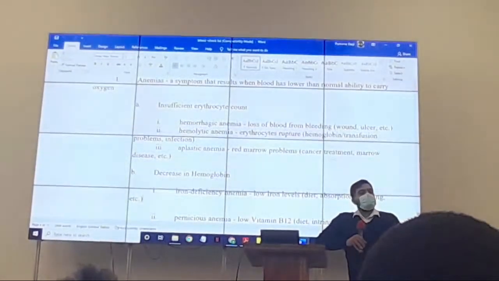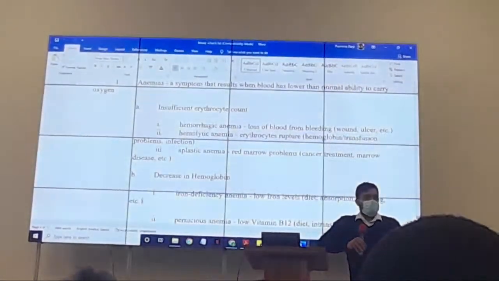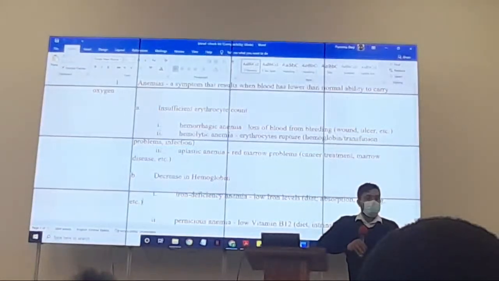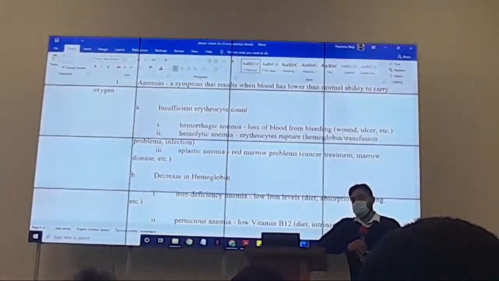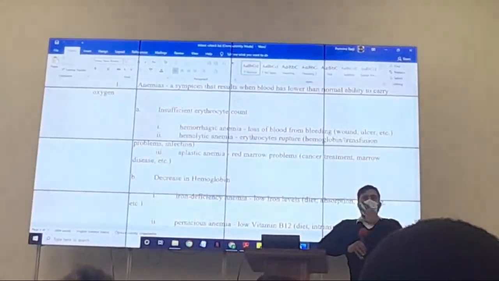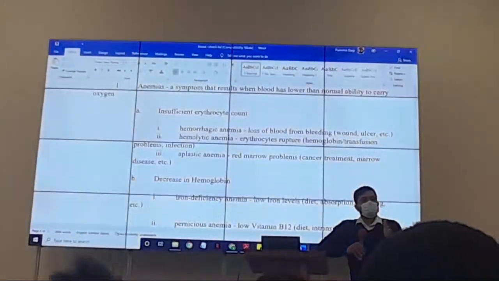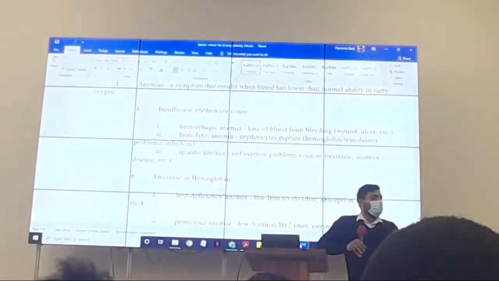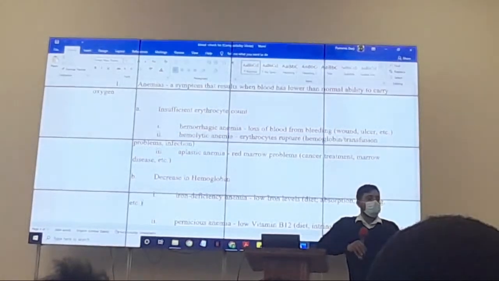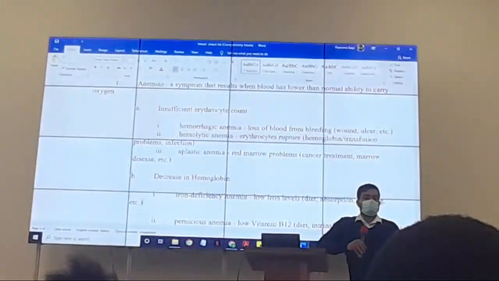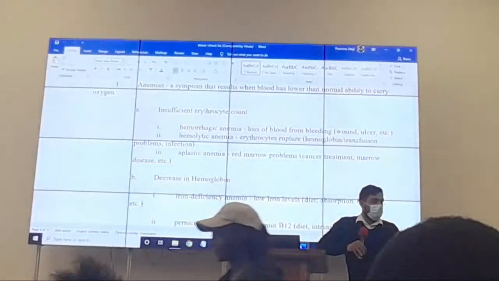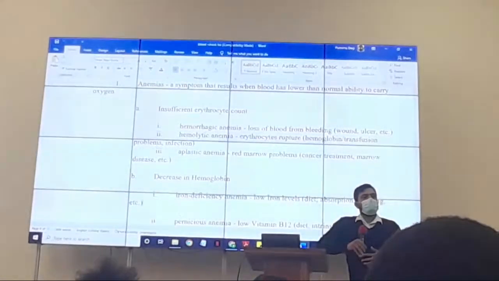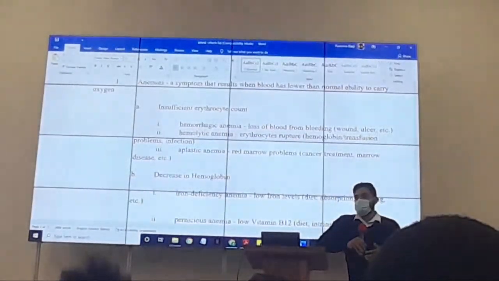Okay, so anemia is basically a state of either reduced red cell count, reduced hematocrit, or reduced hemoglobin, right? Which is basically defined or characterized by the inability of blood to carry oxygen, right? Majority of the symptoms of anemia will arise because of inability to carry oxygen, okay? So what do you think would be some of the symptoms?